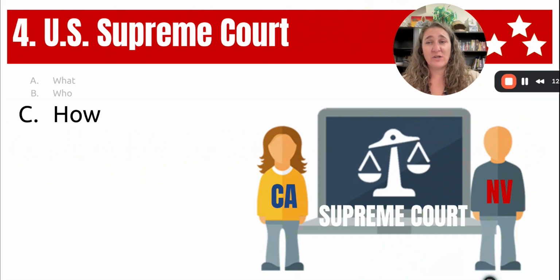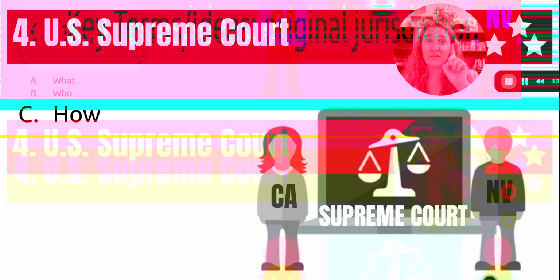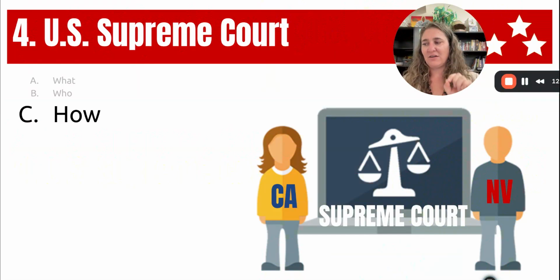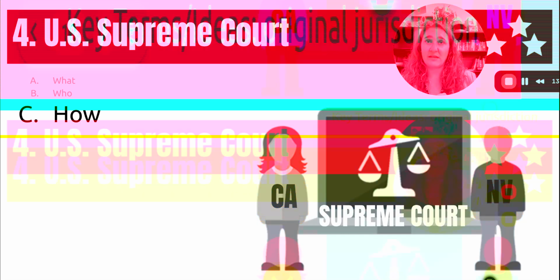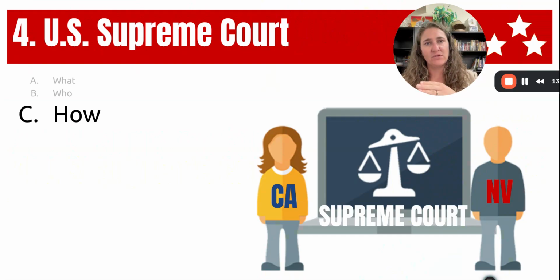The Supreme Court has original jurisdiction, the right to hear the case for the first time, in very few cases. According to the Constitution, the Supreme Court has original jurisdiction when a state is a party. So if somebody's suing the state of Ohio or the state of California, or if there's cases involving representatives of a foreign nation. So if the ambassador to France is suing the United States, then the Supreme Court has original jurisdiction, the right to hear the case for the first time. So it doesn't have to work its way up to the Supreme Court.